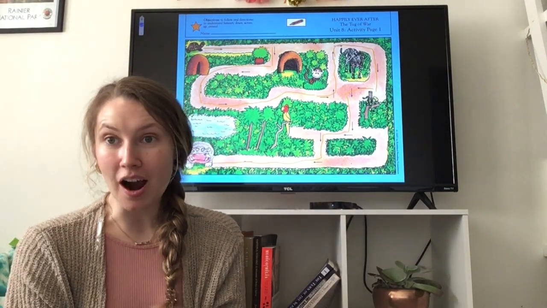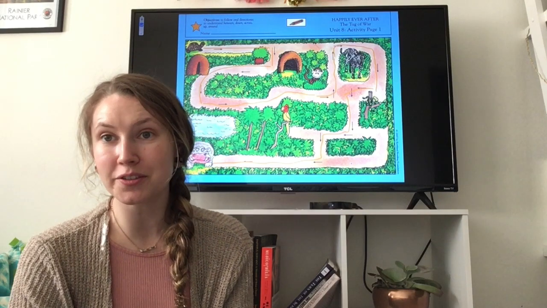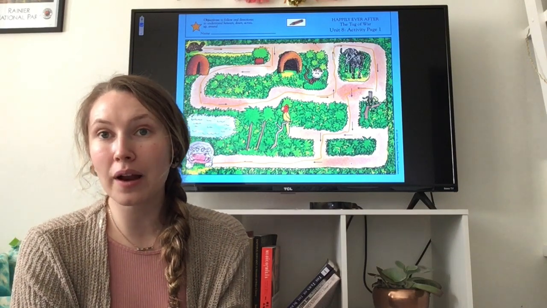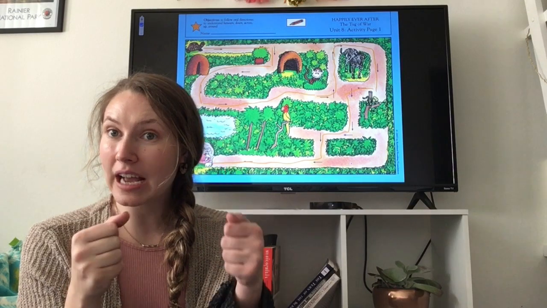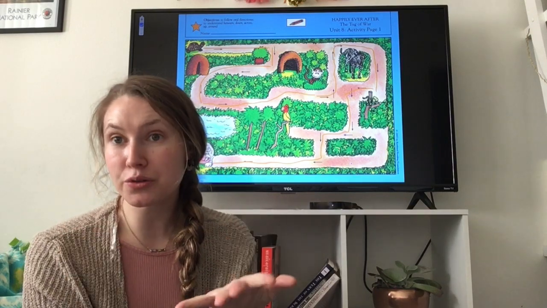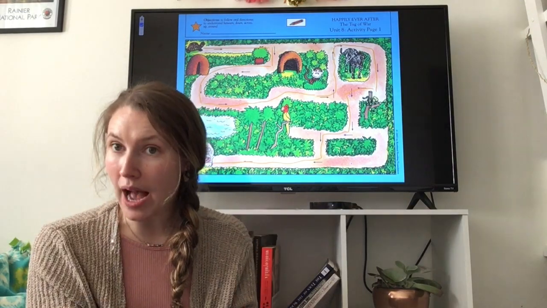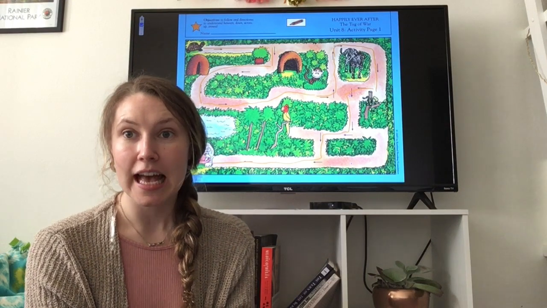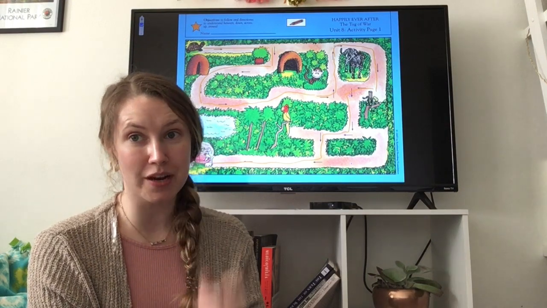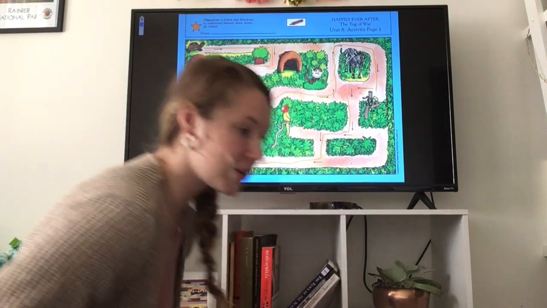Now remember, our objective was to use our direction words. So now what I want you to do is to look at this like a map and to use your direction words to describe what the turtle did. And remember, when we describe, we have to use our mouth. So we're going to be telling what the turtle did.